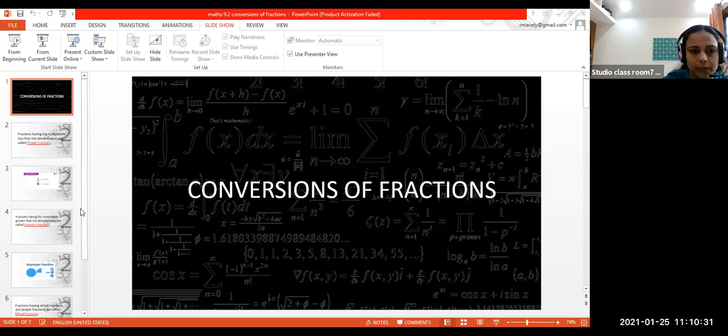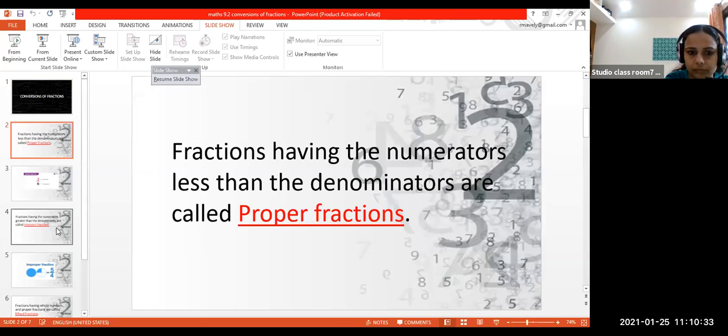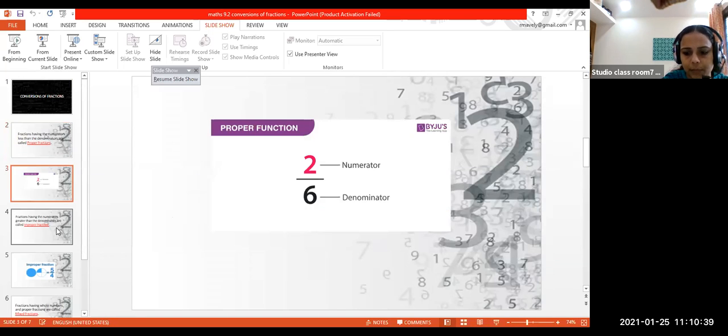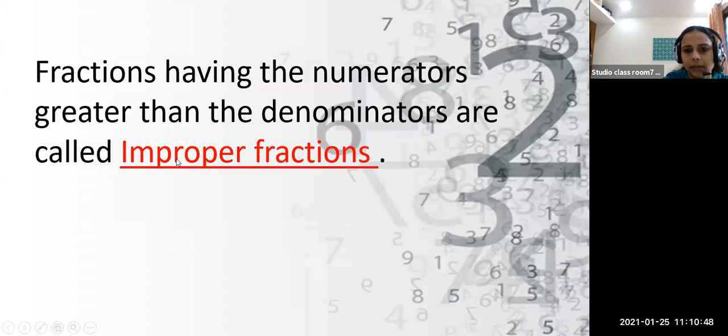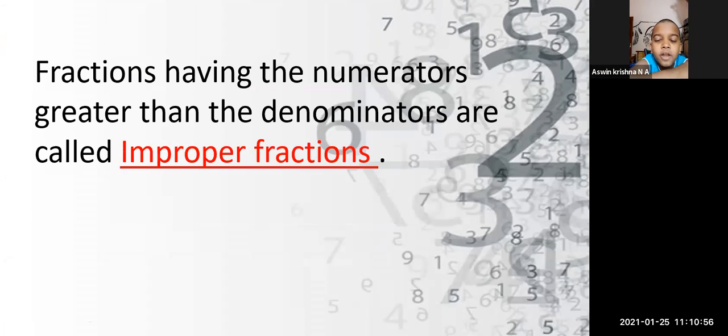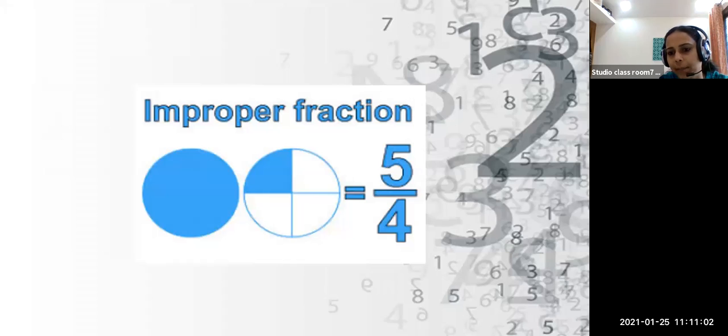Okay, children, now next I'm going to show you what is improper. Fractions having the numerator less than the denominator are called proper. Fractions having the numerator greater than the denominator are called improper fractions. For example, 5 by 4.